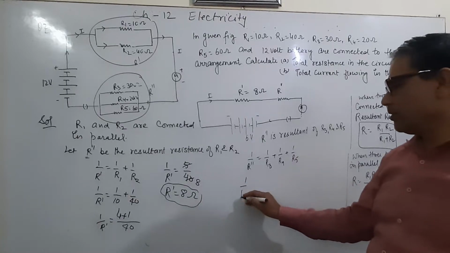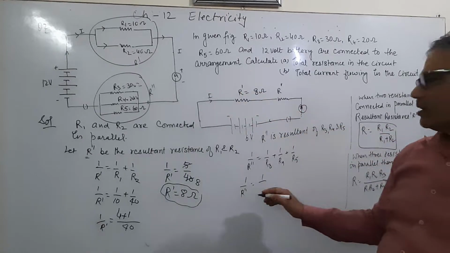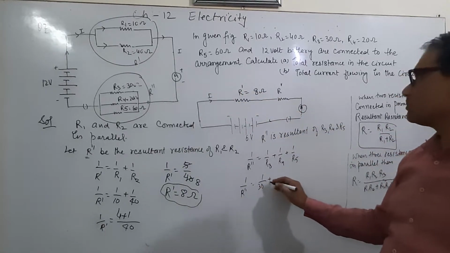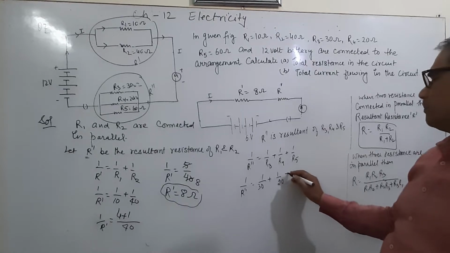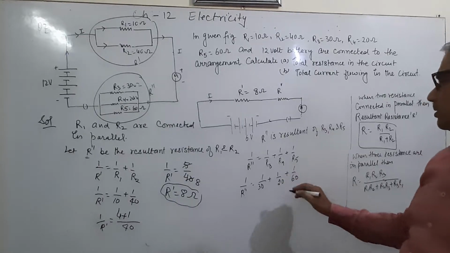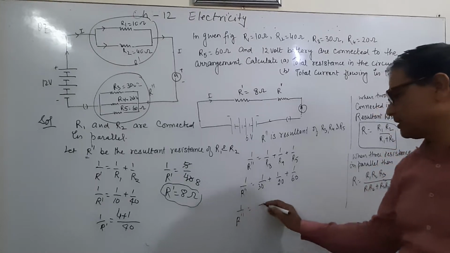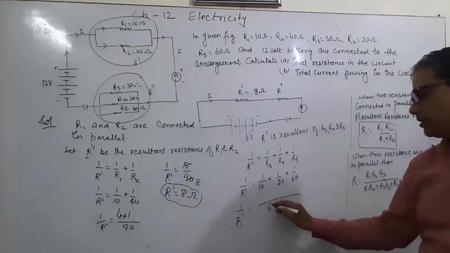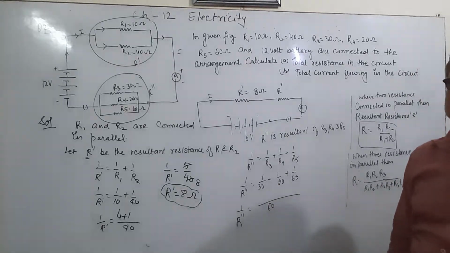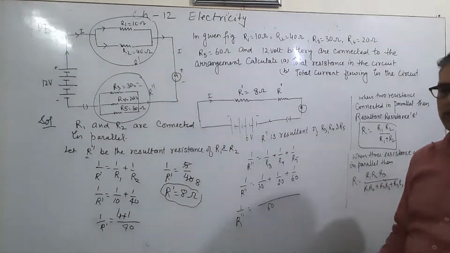And here 1 upon R double dash is equal to 1 upon R3, which is 30, plus 1 upon R4, which is 40, plus 1 upon R5, which is 60. Now taking the LCM, what is the LCM? LCM is 60. Then 60 divided by 30 is equal to 2.